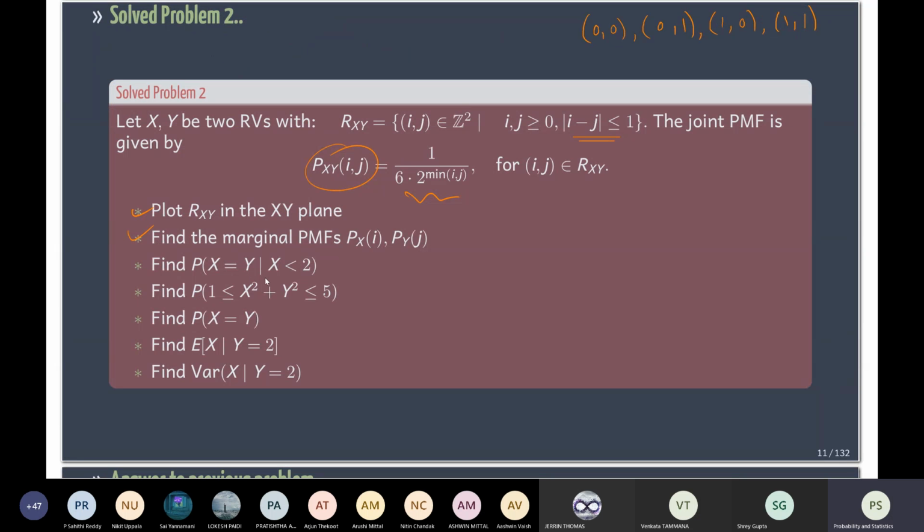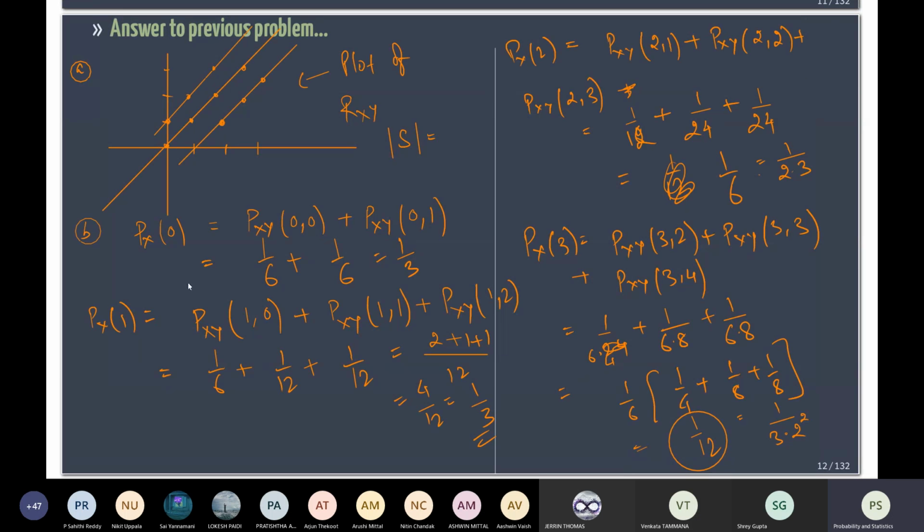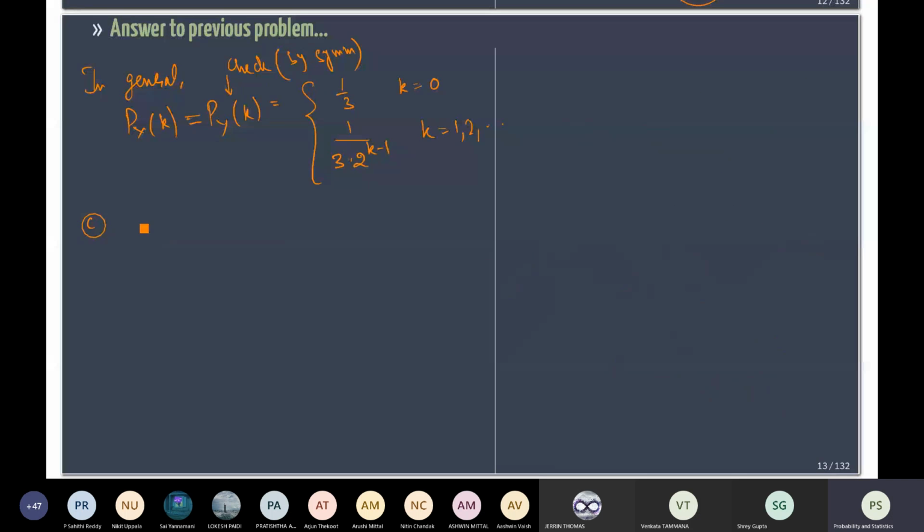So find the conditional probability that X is equal to Y given X is less than 2. So probability that X is equal to Y given X less than 2. By definition, this is the probability that X is equal to Y and, jointly, X less than 2, divided by the probability that X less than 2.